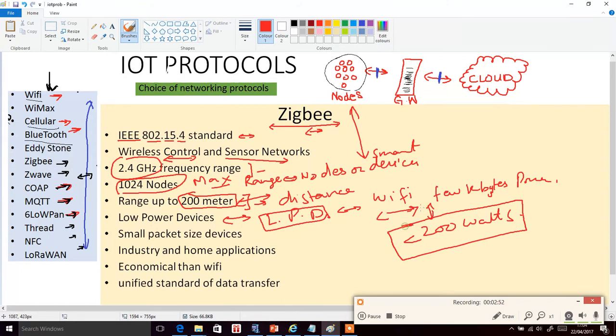So it's a very good solution for home automation purposes, for communicating between different appliances, sensors, for both industry and home applications. So it is of course very economical because of all these things compared to Wi-Fi. And one more very important advantage of ZigBee is that it is a unified standard of data transfer, so different devices can easily communicate with each other. Because of this unified nature of this protocol, all devices in the protocol can interact easily.